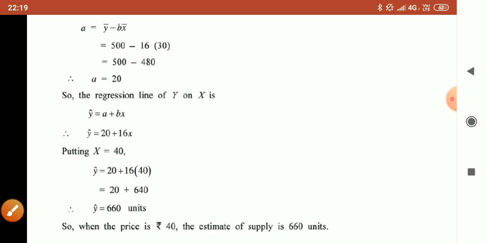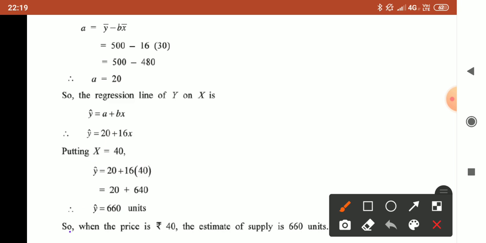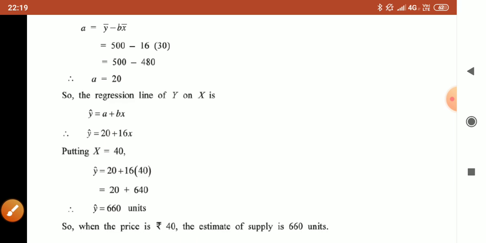So when the price of the ball pen is 40, the supply of ball pens is 660. You can interpret at the end; if it is asked in the exam, interpret the answer. In this way you have to interpret: when the price is rupees 40, the estimated supply is 660.